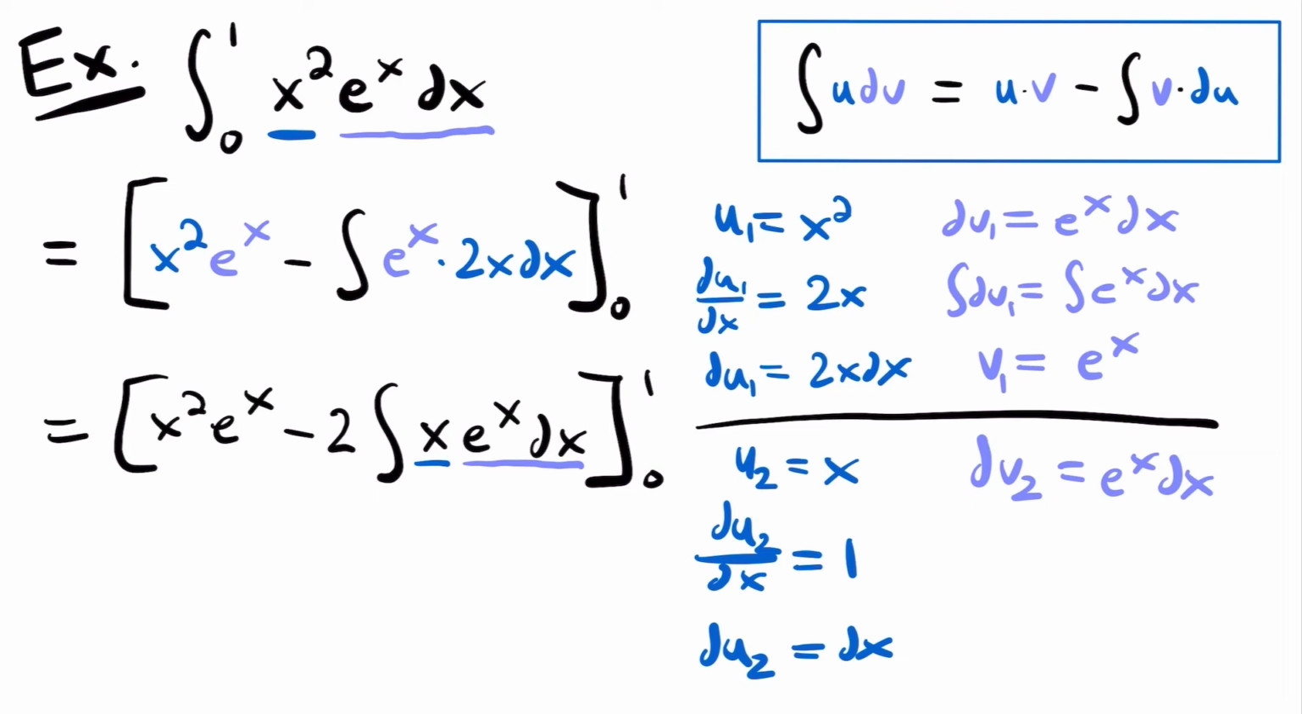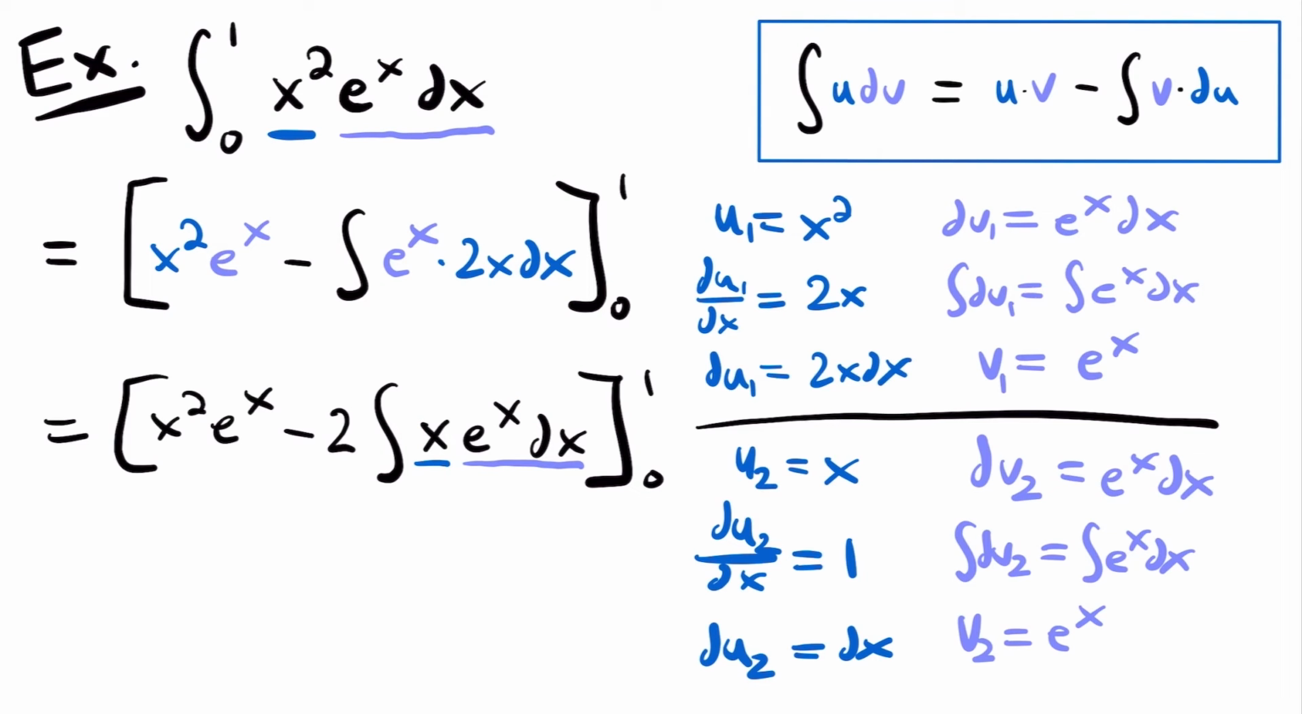And then let's integrate dv sub 2. The integral of dv sub 2 will be equal to the integral of e to the power of x dx. And the integral of e to the power of x, once again, is just e to the power of x. And so we have that v sub 2 is equal to e to the power of x. All right, and so let's use our new information to rewrite this integral.